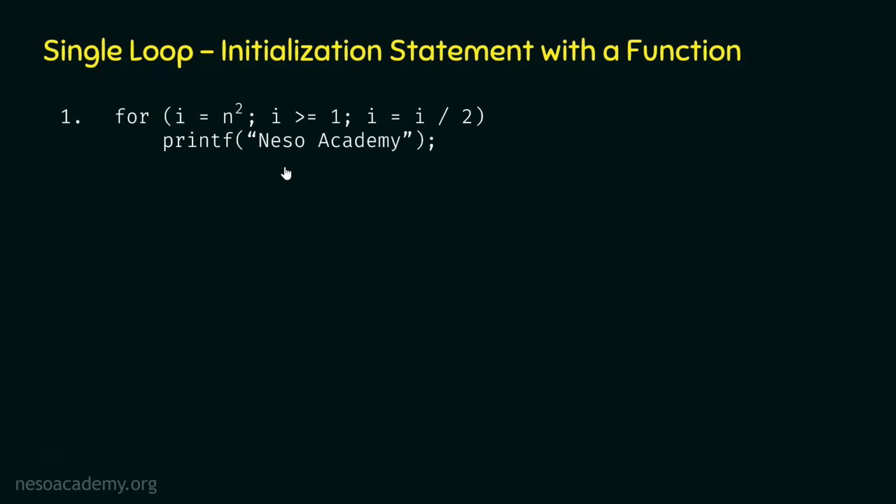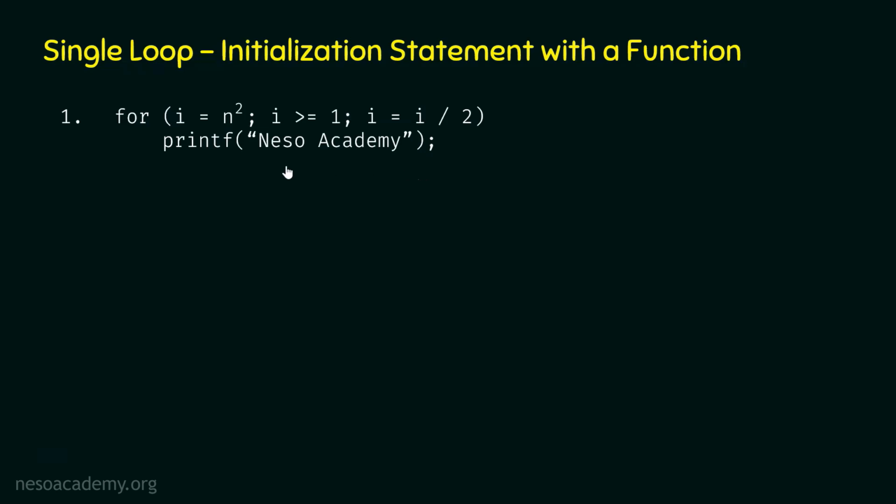How do we find the time complexity of a loop? We already learned in our previous lectures the time complexity of a loop is same as the frequency count of the innermost instruction of the loop. The innermost instruction of this for loop is printf Neso Academy. We need to find the frequency count of this instruction, or in other words, we need to find how many times this statement will execute or this instruction will execute.